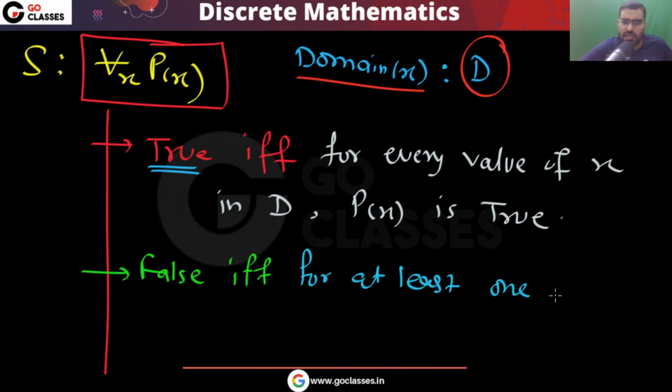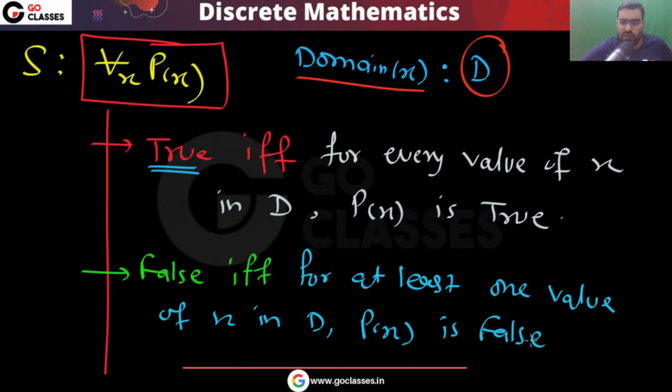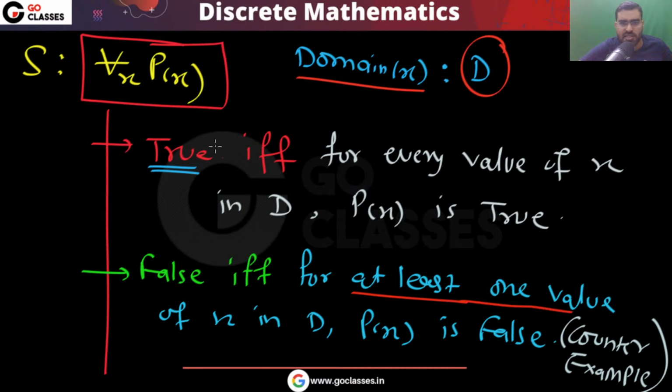For at least one value of X in D, this P(x) is false. Remember, one person is enough to make it false. This one person will be called a counterexample, because it is making it false. Is this clear? Please tell me, is this clear to everyone? Because at least one value, one person, is enough to make it false.